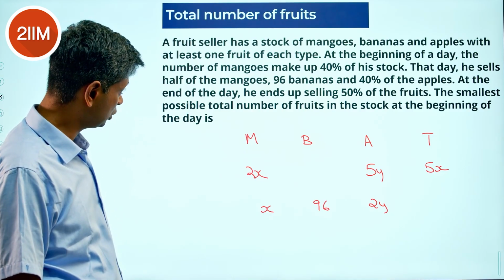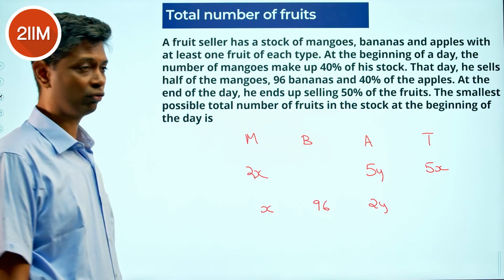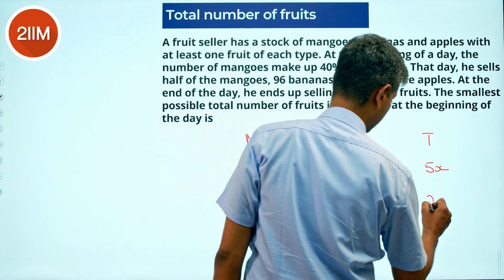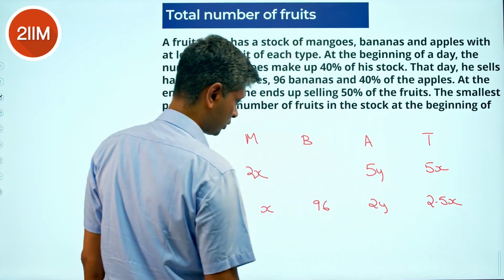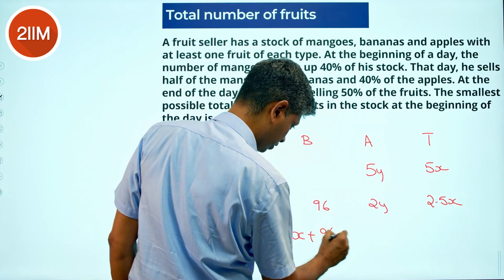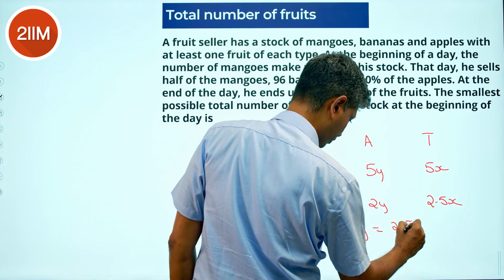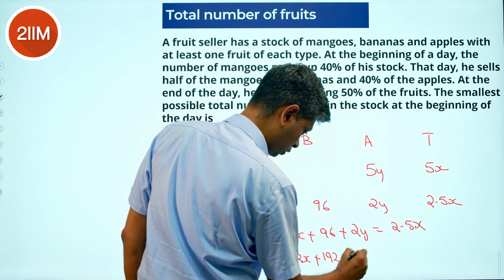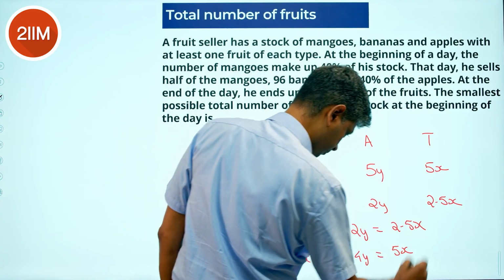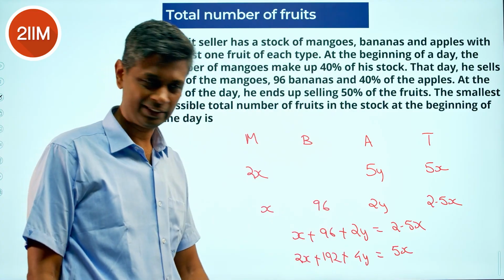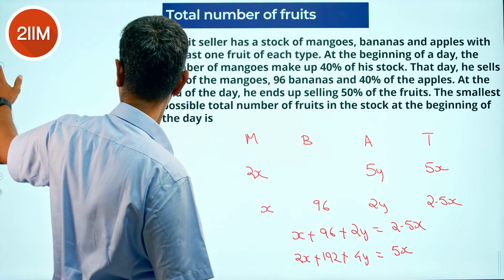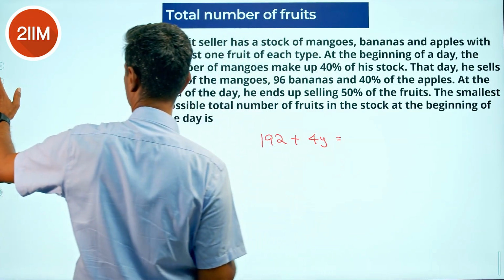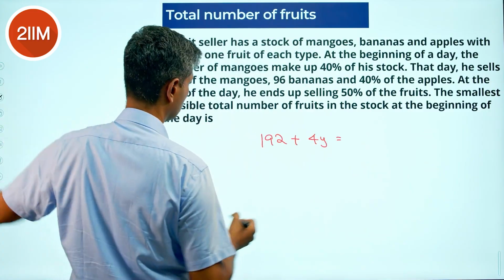The smallest possible total number of fruits in the stock at the beginning of the day. He's selling 50% of the fruits. Total is 5x. He's selling 2.5x. And so x plus 96 plus 2y equals 2.5x, or 2x plus 192 plus 4y is 5x. I'm just multiplying by 2, nothing else. So 192 plus 4y equals 3x.